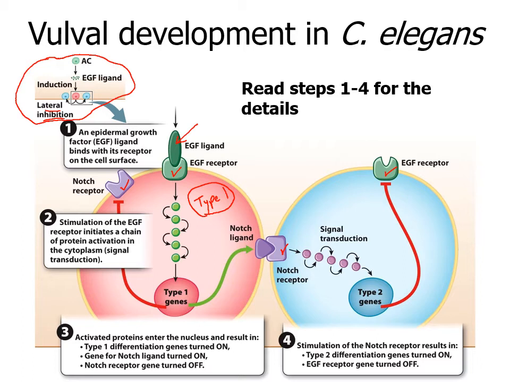Well, when the EGF ligand binds to the receptor, it starts a signal transduction pathway that goes through these steps. Like we said, we've seen this before, and it amplifies the signal, and it actually ends up in the nucleus turning on certain genes that cause this cell to become a type 1 cell.